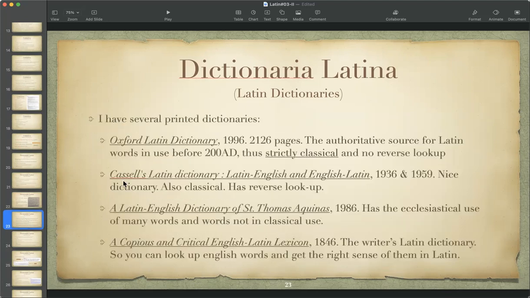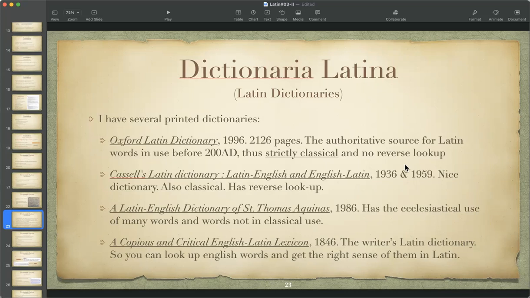I have several dictionaries myself. I have printed dictionaries. I have the Oxford Latin Dictionary, 1996, 2,126 pages. Wow. Yeah, I do not carry it. Is it more than one volume? You can get it in one or two volumes. Mine is a single volume. Wow. And when you see the price, you'll say, wow, as well. I happened to get a good deal.